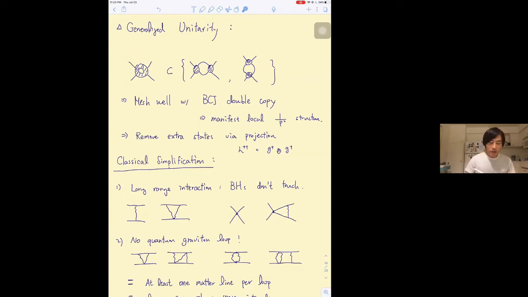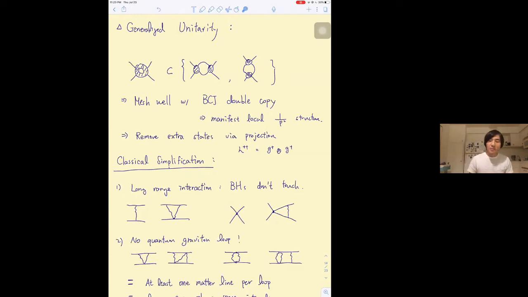And from this point of view, the BCJ part of the double copy is actually more friendly because it manifests the local propagator structure. So it's more friendly from a unitarity point of view.